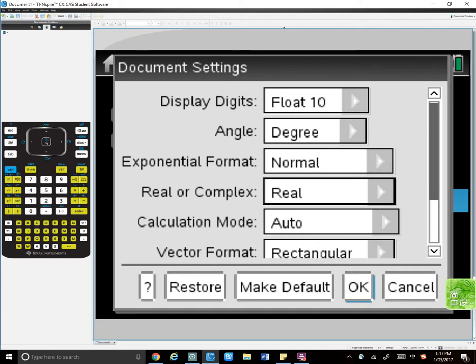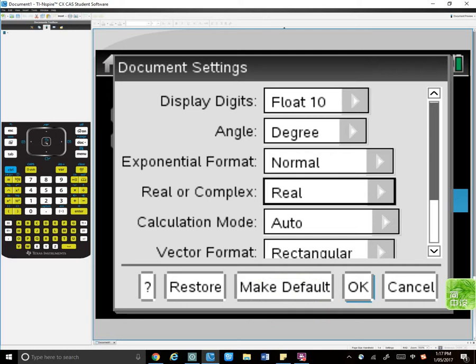In this year, you need to set that to degree and check your calculator to see if it's in degree or not. If it's not in degree, it will give very different answers. Radian and degree can give really different answers. So make sure that setting is correct, and I'll press OK. You can make it default, but because I'm still teaching year 11 and year 12, I will just press OK.